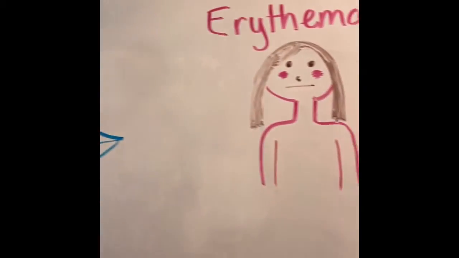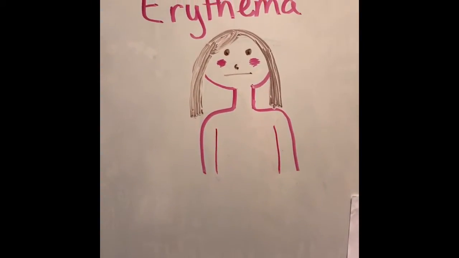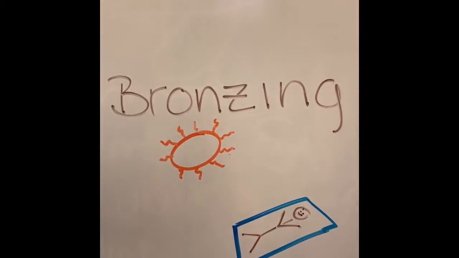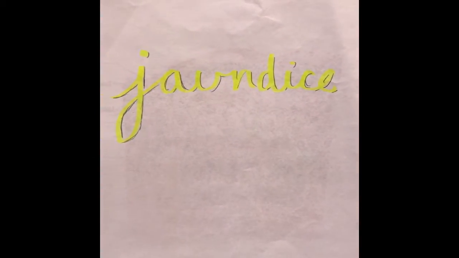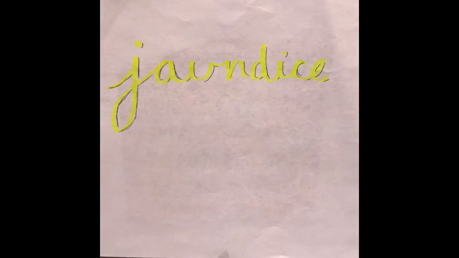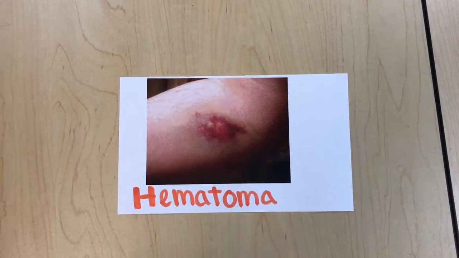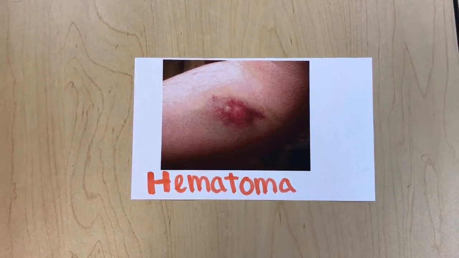Another one is erythema, and that is where you have red skin. It can be from blushing or having a fever. Another one is bronzing. Bronzing is your skin turning brown. Lastly, we have jaundice. Jaundice is when your skin turns yellow. It can be from your liver not working well, so you'll see alcoholics that have jaundice, and also some babies will have jaundice. A hematoma is another homeostatic imbalance. It's clotted blood trapped beneath the skin, otherwise known as a bruise.